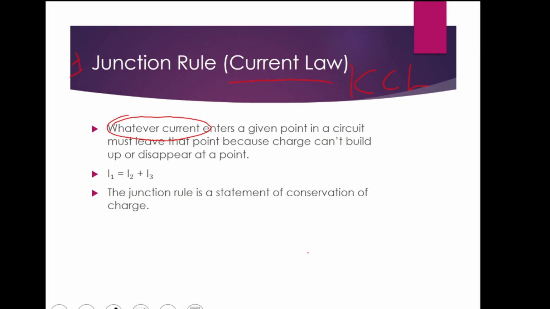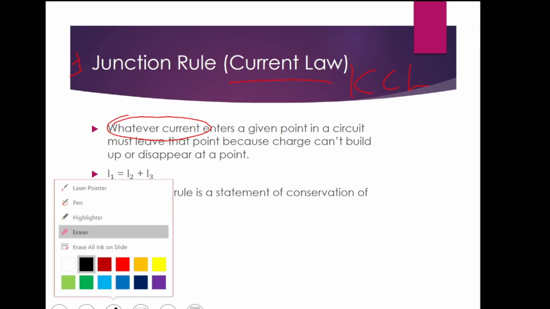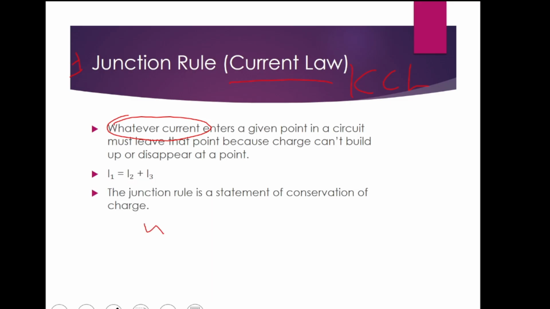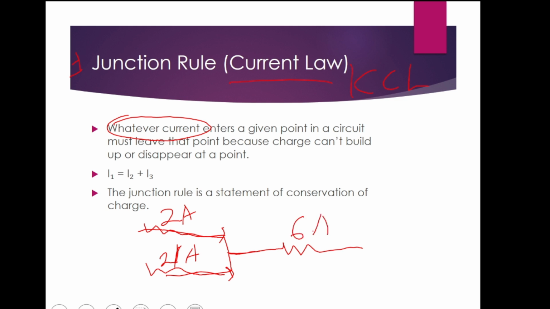In another way, for example, if there are two parallel branches of resistors, one carrying 2 amperes and the other carrying 4 amperes, then these two currents must add up together to give us a resultant of 6 amperes at this junction.